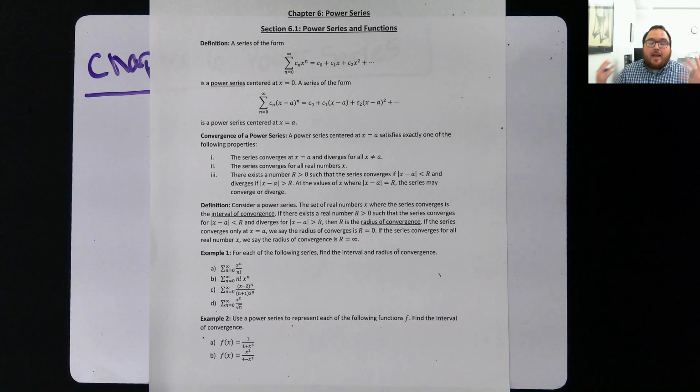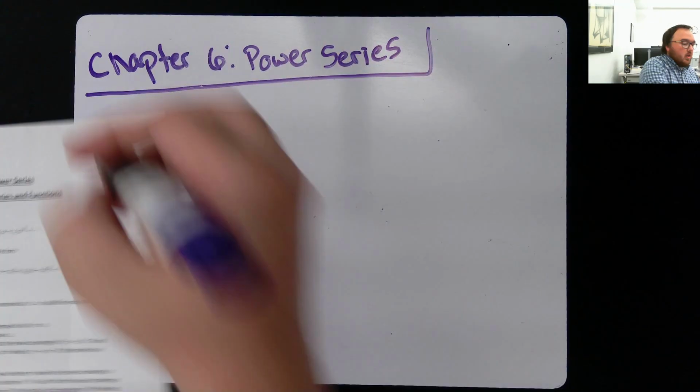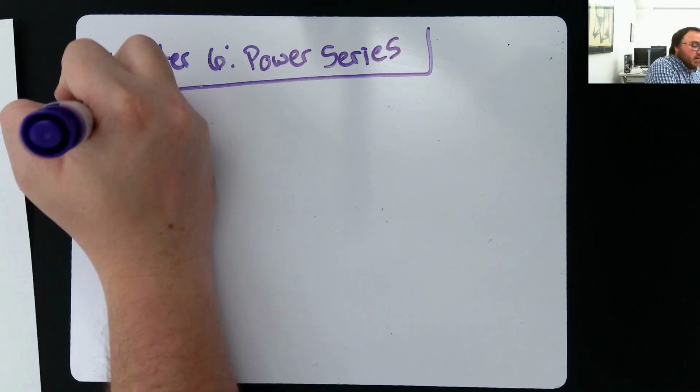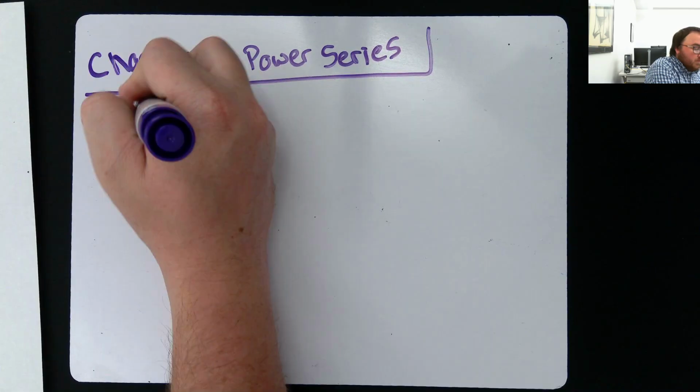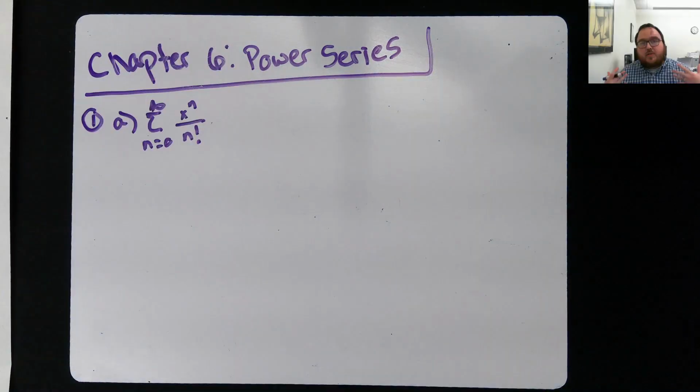Example number 1, for each of the following series, find the interval and the radius of convergence. So I'm going to use every test I have learned, again, like the root test, the ratio test, divergence test, all those tests on these things, okay? So the first one, example number 1a, is the sum from n equals 0 to infinity of x to the n over n factorial. And I want to know for what values of x does this converge, okay?